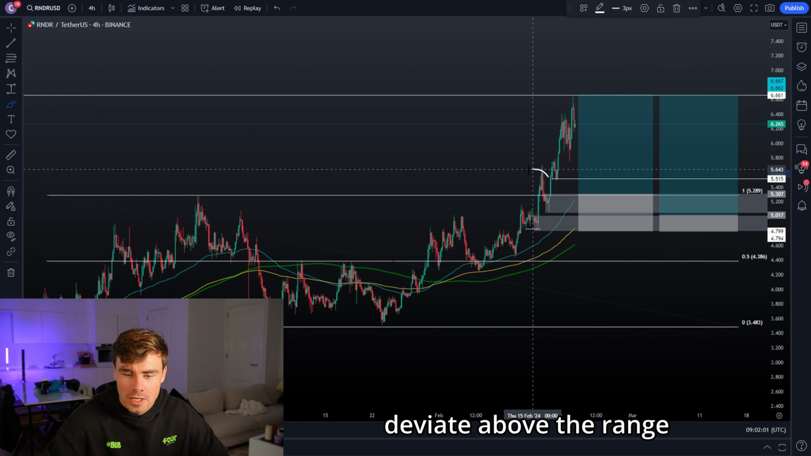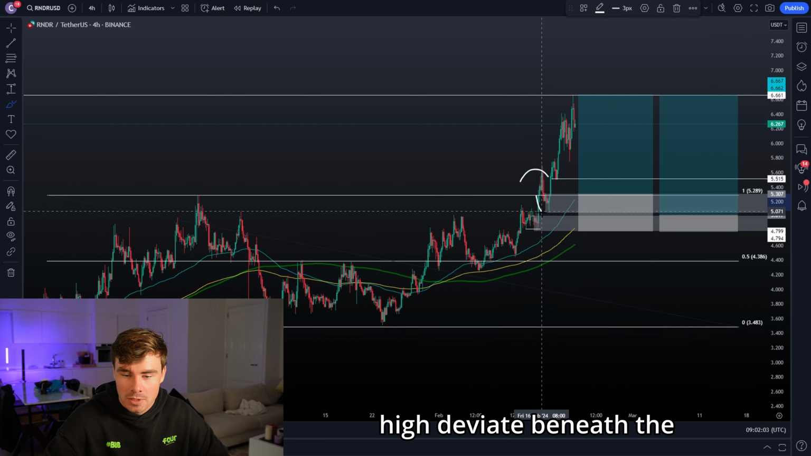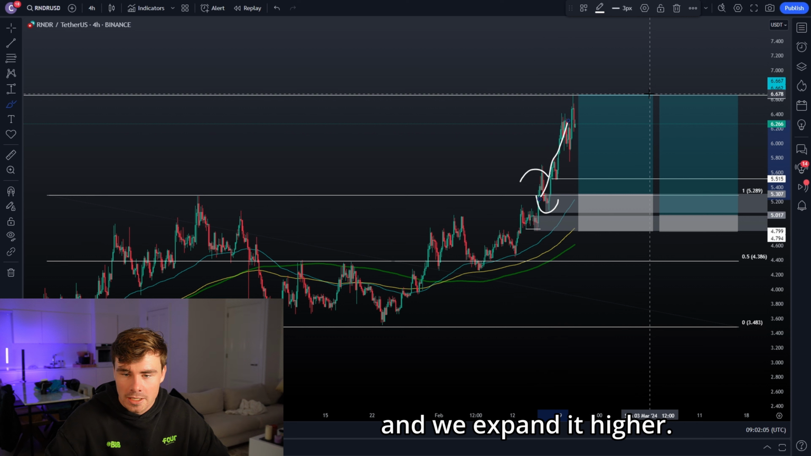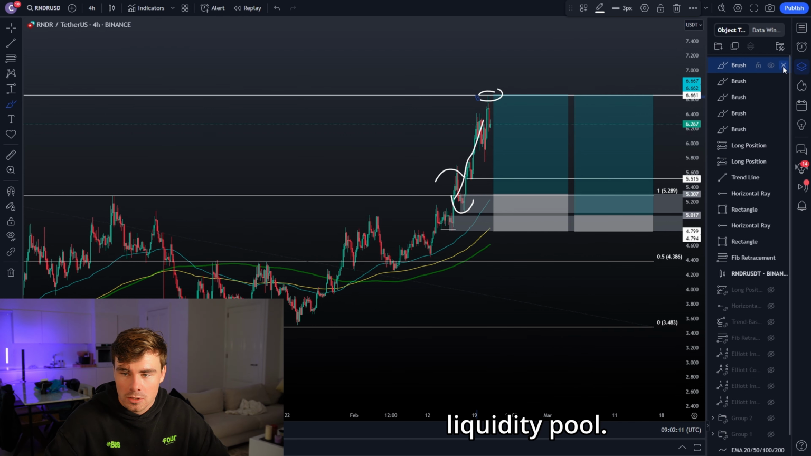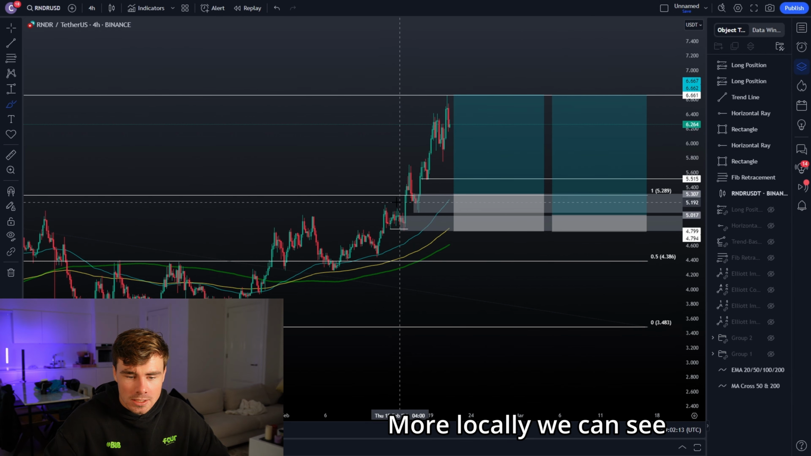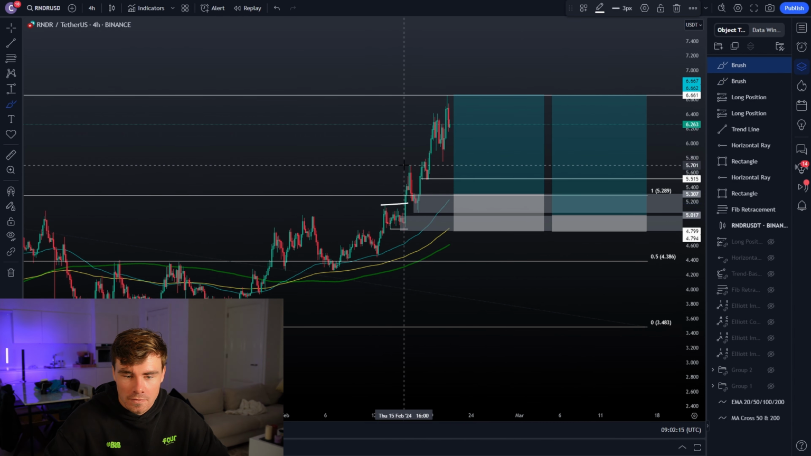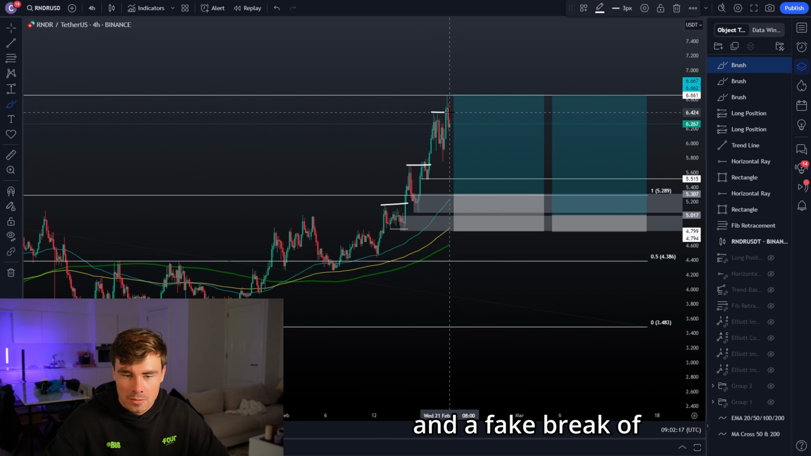Then we deviated above the range high, deviated beneath the range high again, and we expanded higher. Right now we have this buy side liquidity, in which is also the previous all-time high, so an important liquidity pool. More locally we can see fake break of structure, fake break of structure, and a fake break of structure.